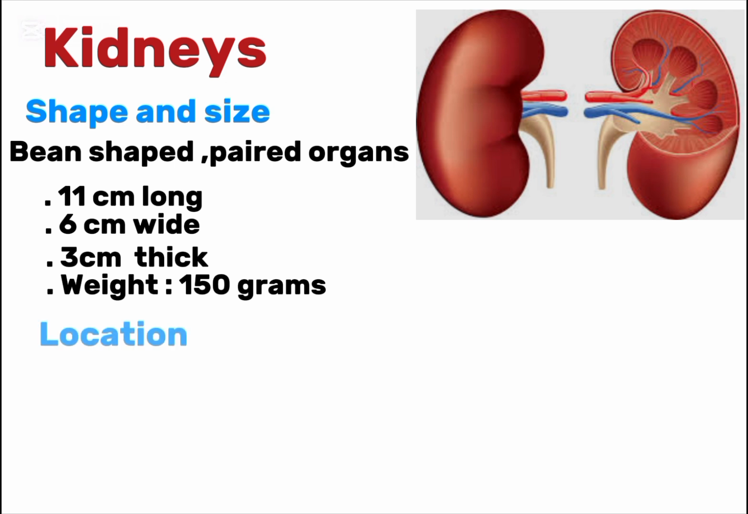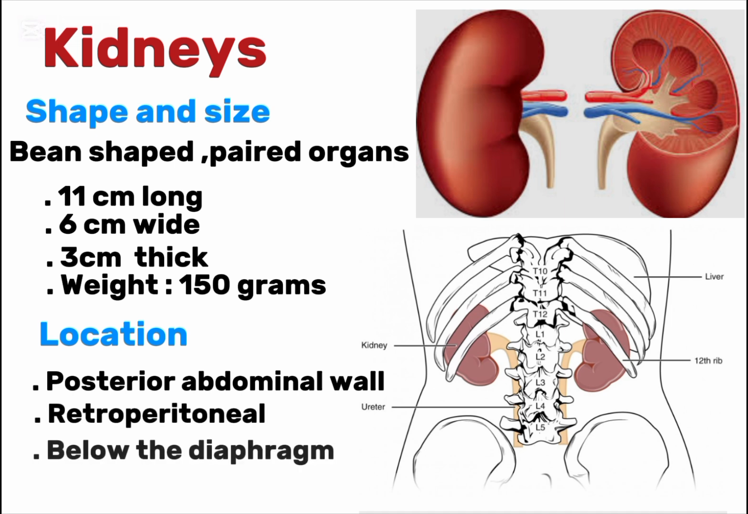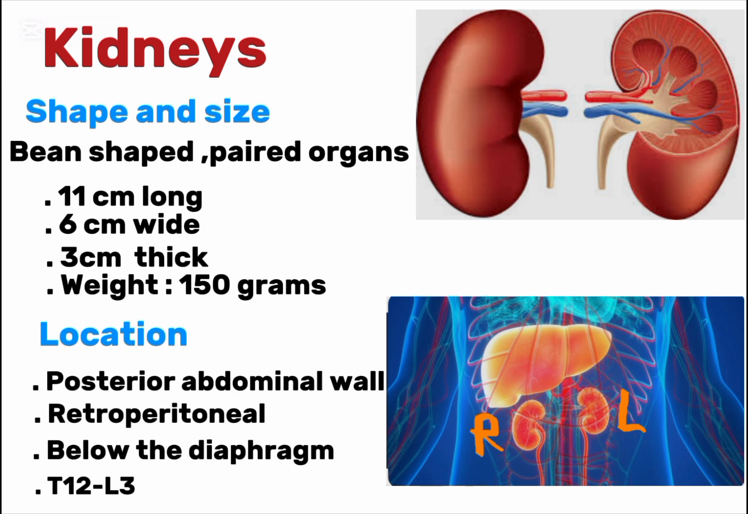Kidneys are located on the posterior abdominal wall, behind the peritoneum and below the diaphragm. They lie on each side of the vertebral column, extending from the 12th thoracic vertebra to the 3rd lumbar vertebra, receiving some protection from the lower ribs. Right kidney is slightly lower in position as compared to left kidney due to presence of the liver.